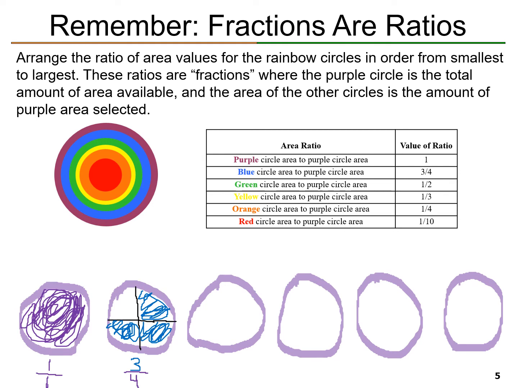Okay, let's move over to the next entry. The green circle area to purple circle area is 1/2. So we recognize the 2 as the denominator, and we recognize that 1 is the numerator. So let's see what that looks like in this picture here.